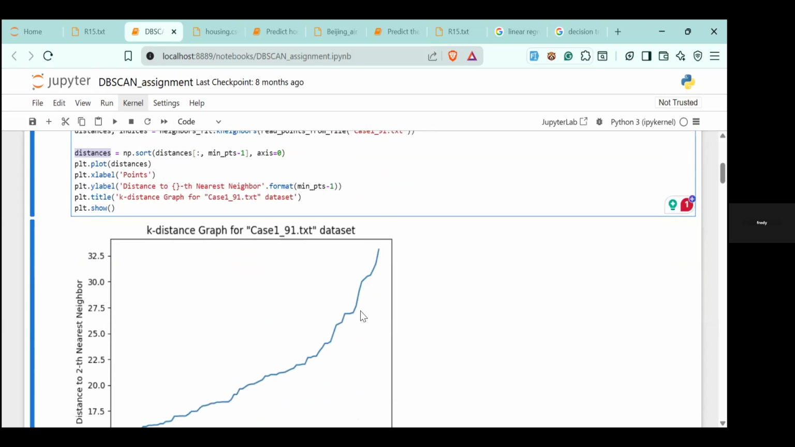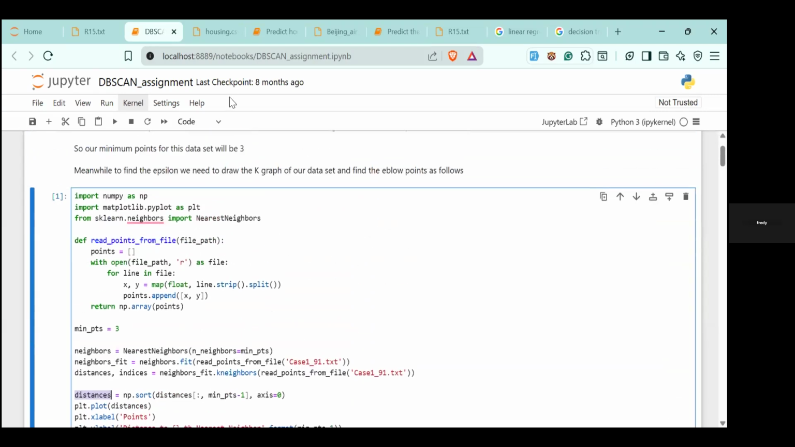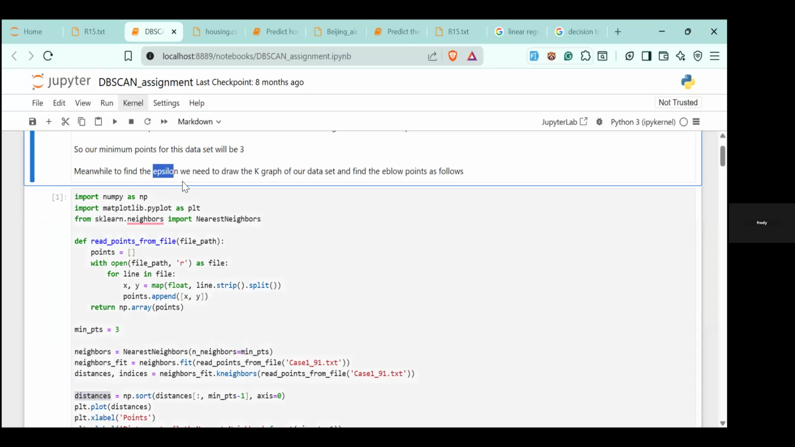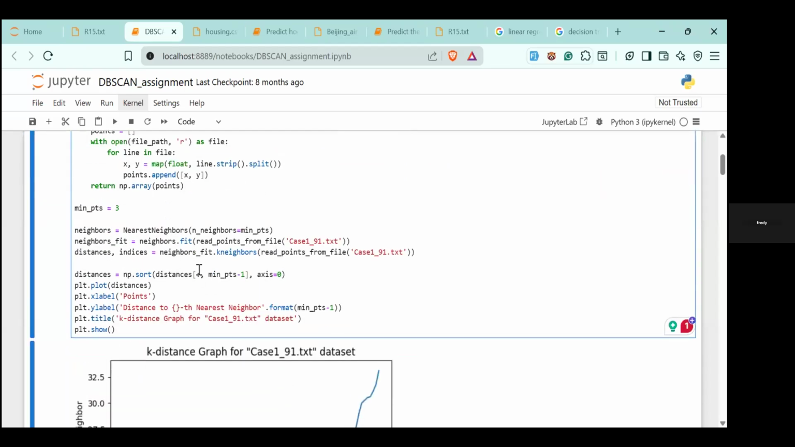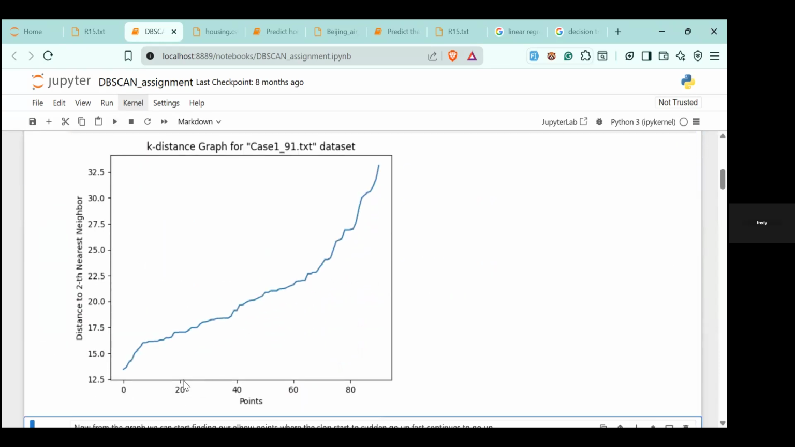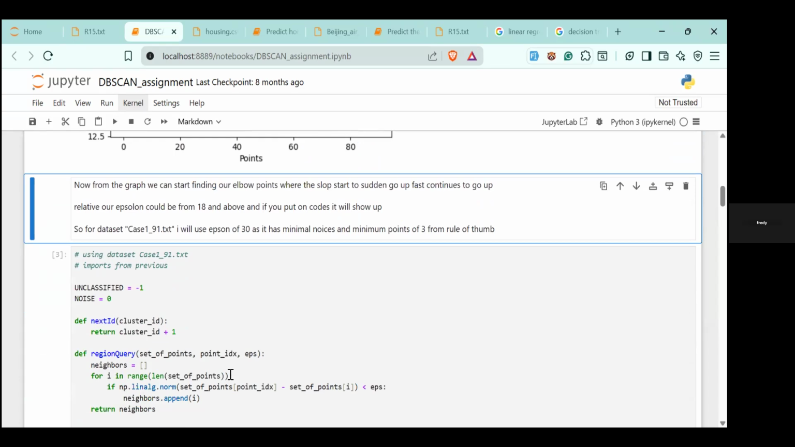And then from the k graph, remember, where it's forming an elbow, that's where we will get our epsilon, this value here written as epsilon. So if we run this, it will generate this k graph. Our epsilon can be anywhere from 10 to 40, depending on how we see our data, because it does not give you an exact number. It's just a rule that where the k graph starts forming an elbow, that's your epsilon, which are the two parameters required by DBSCAN.